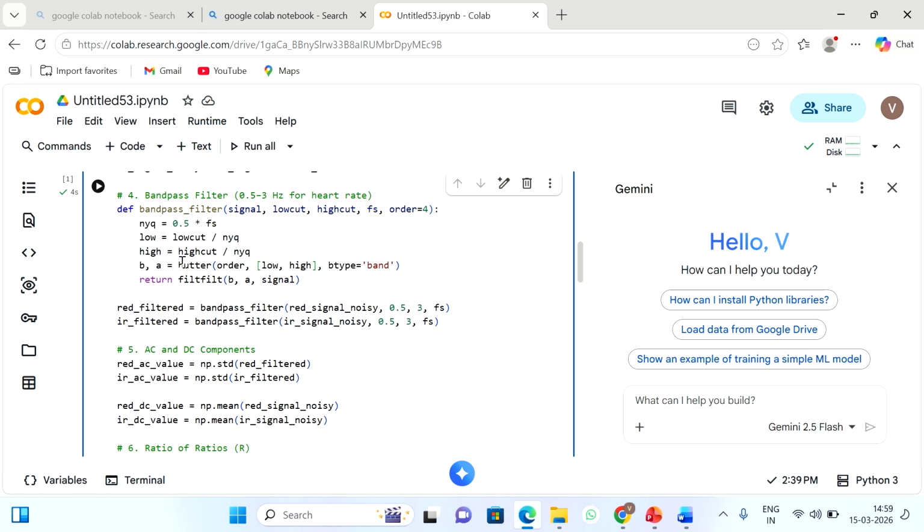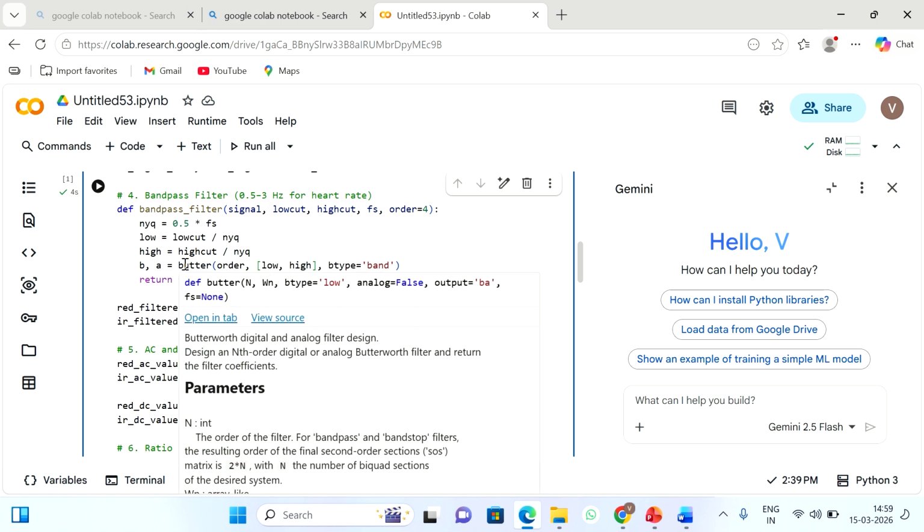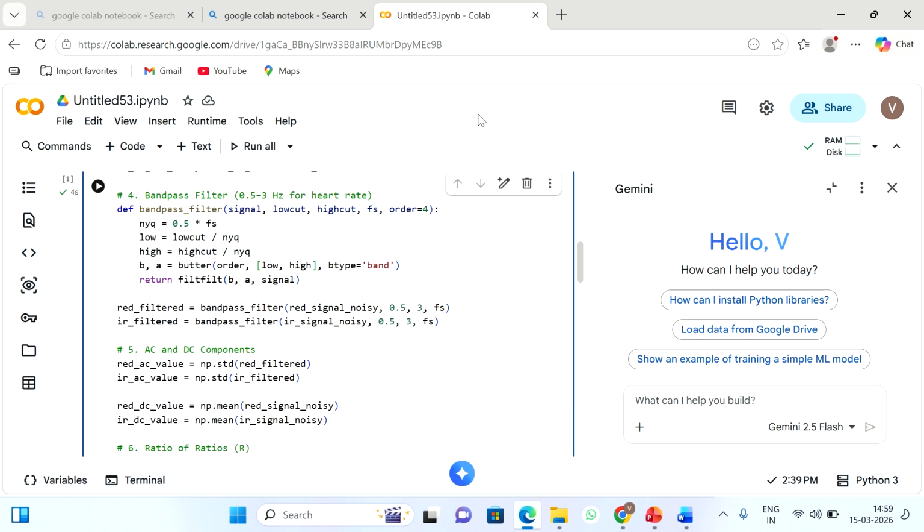And then the filter aim is to generate the coefficients. So the coefficients mean numerator B and denominator A. So B comma A, and how is it generated? butter, open bracket, order. Order we know that it is 4. Low we have already determined, low cut by Nyquist. So why Nyquist? Nyquist means half of the sampling frequency.